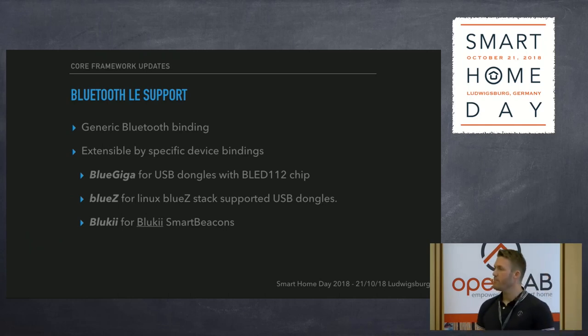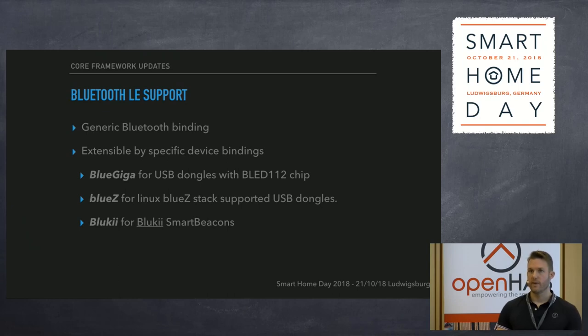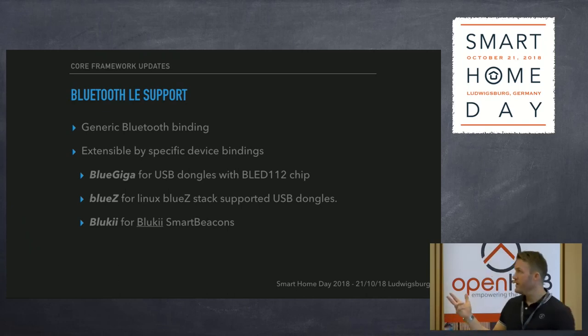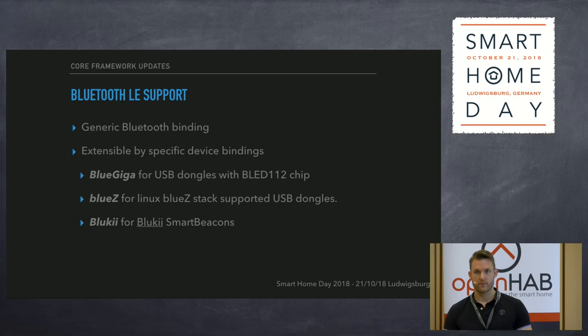So the very basic generic Bluetooth LE binding will just list devices in paired mode or in beacon mode, and will give you the identifier and the signal strength. But it's only the basis for the Bluetooth support, because it can and should be extended by specific device support. So the binding will be extended by further OSGi bundles, and I've listed three of them, which are part of Eclipse Smart Home, which is one for the BlueGiga USB dongles. So it's a bundle providing a Bluetooth LE bridge.